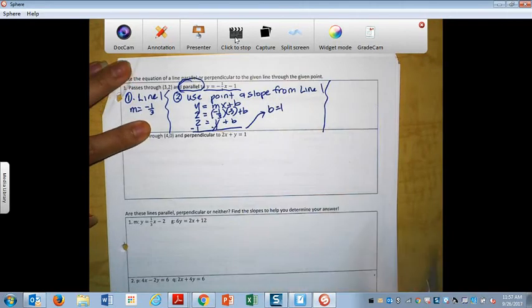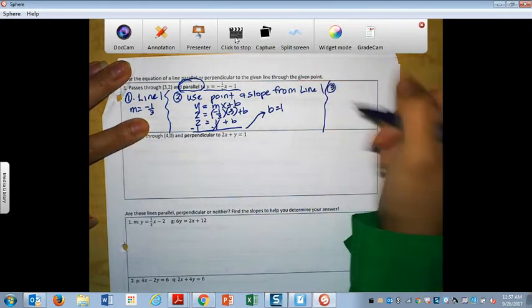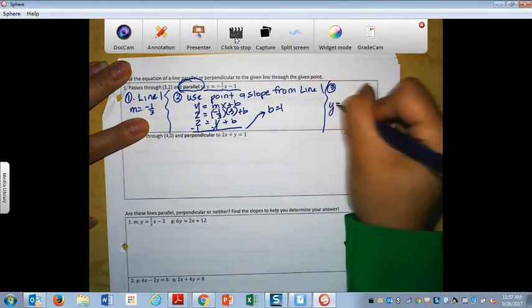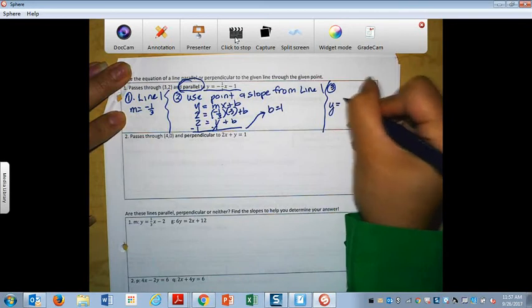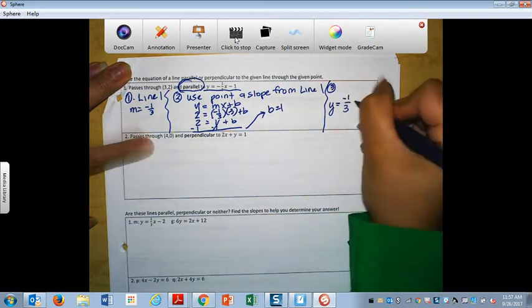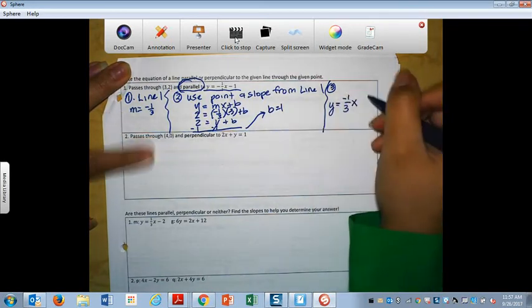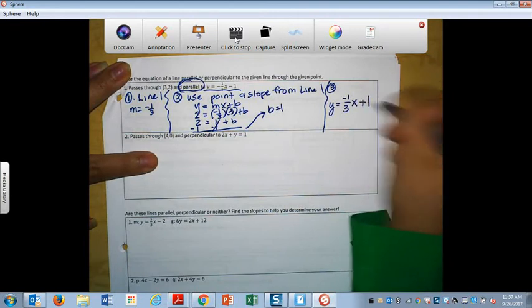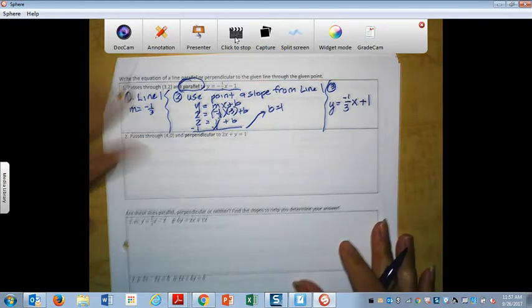Now, step 3, let's put it together. You have y, the original slope, negative 1 over 3. We have parallel lines, so it should be the same. x plus your new b, plus 1. All right, next one.